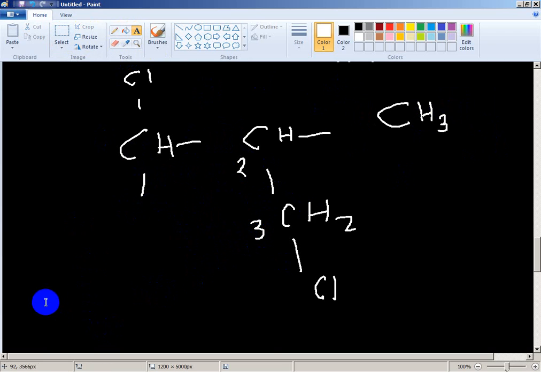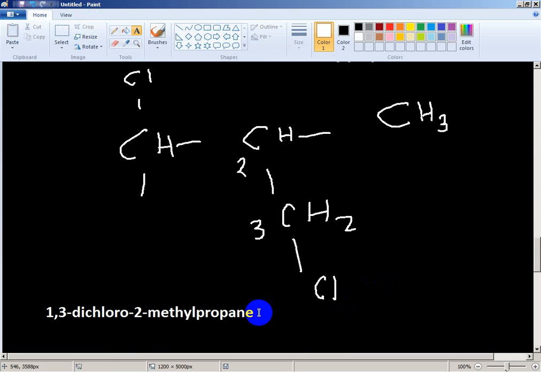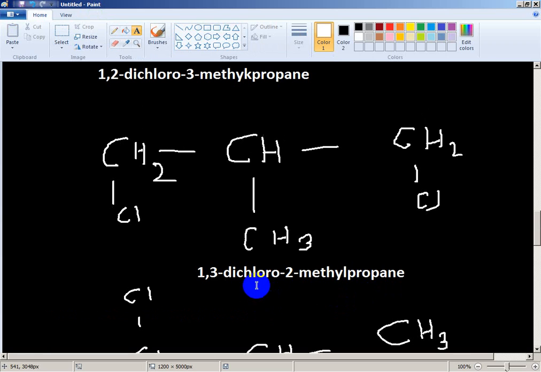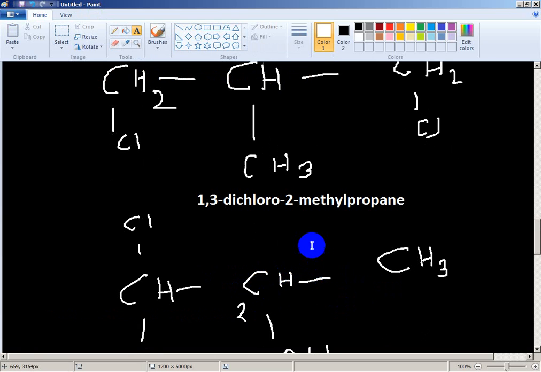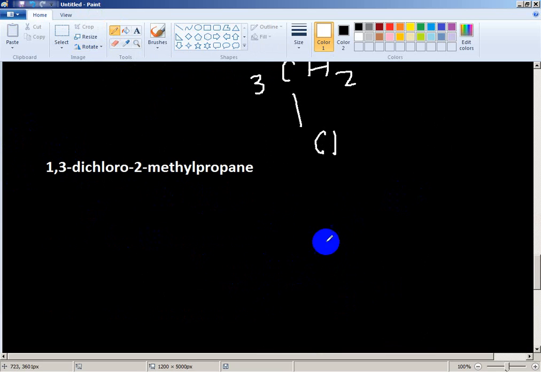Name this compound: 1 3 dichloro 2 methyl propane. Okay, already we have drawn 1 3 dichloro 2 methyl propane. Already we have drawn this one, and this one is same. Have you seen this compound? This one 1 3 dichloro 2 methyl propane, this is 1 3 dichloro 2 methyl propane, same.